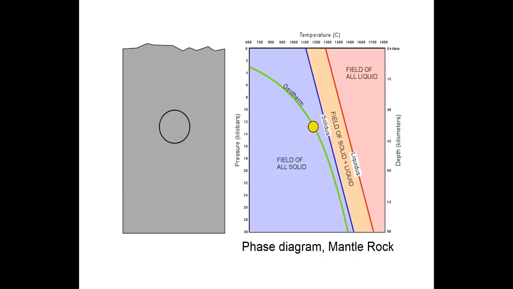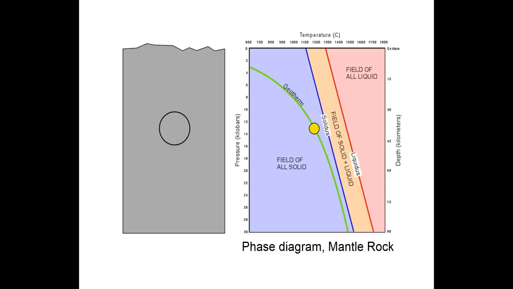So if I imagine a blob that's rising really slowly, it can lose enough heat via conduction that it continuously lies at a temperature and pressure right along the geotherm. That's not going to produce melting, right? Because this rock maintains its position within the field of all solid. It doesn't cross the solidus, it doesn't begin to melt.